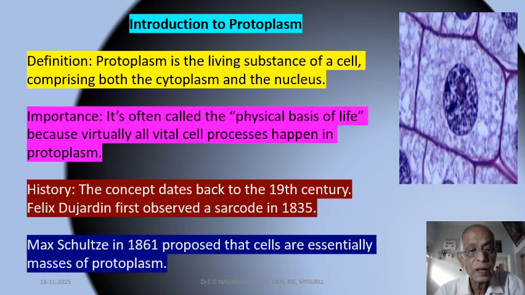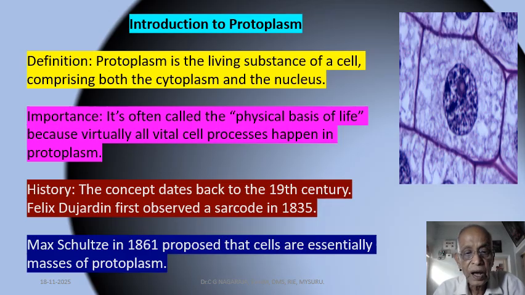Definition of protoplasm. Protoplasm is the living substance of a cell comprising both cytoplasm and the nucleus. I have shown a diagram to the right side. You see a central circular area is the nucleus and outside is the cytoplasm. Cytoplasm is bounded by a cell membrane or a cell wall. Together, that is cytoplasm and the nucleus, we call that protoplasm.